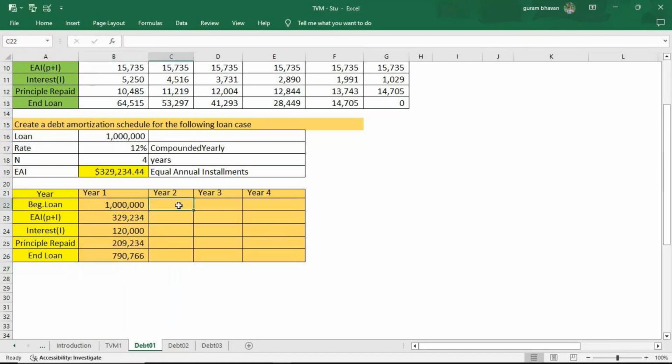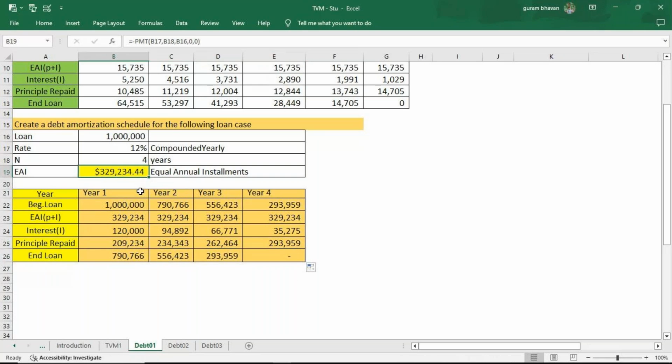Beginning loan equals the previous year's end loan; that will become my beginning loan. I'll come here and drag it. Now EAI will remain the same for all the 4 years: equals, take the previous year value, enter, apply the fill handle. Now interest equals beginning loan into 12%. I'm going to drag this, do the fill handle. Principal repaid is EAI minus interest. I'll do the fill handle, and end loan equals beginning loan minus principal repaid. So I'll get my amount.